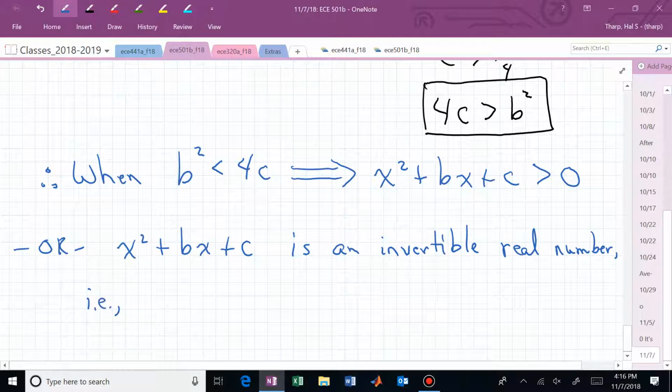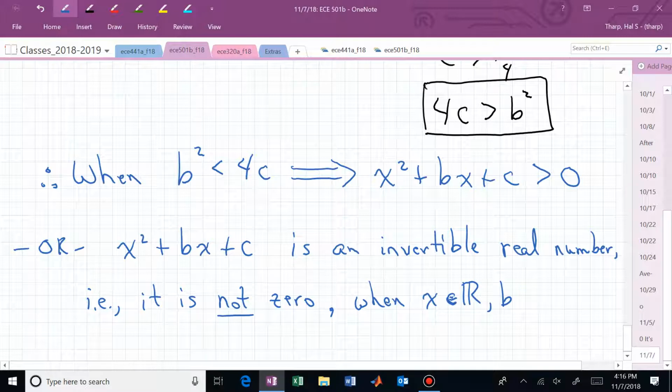I.e., it is not 0. And what am I assuming? That's when x is real and these b and c's are real. So when those are real and it's such that b squared is less than 4c, then I'm guaranteed that x squared plus bx plus c is always positive. I can then divide by it.